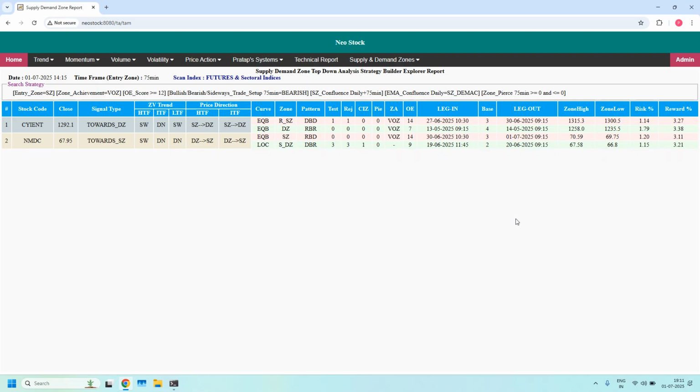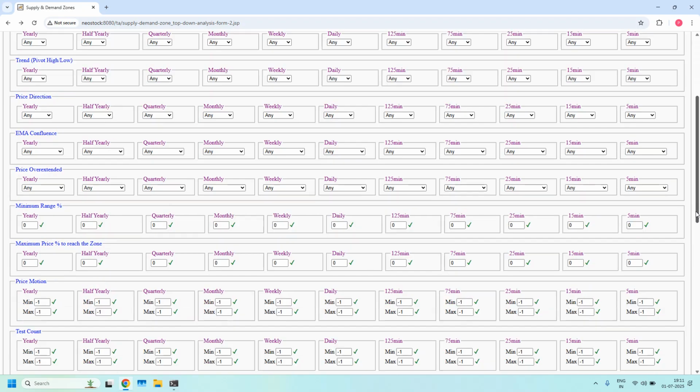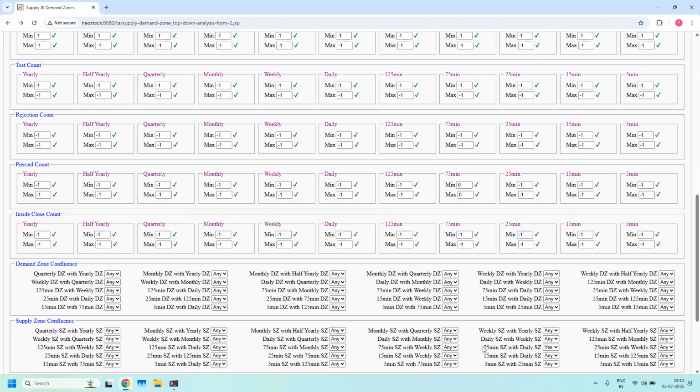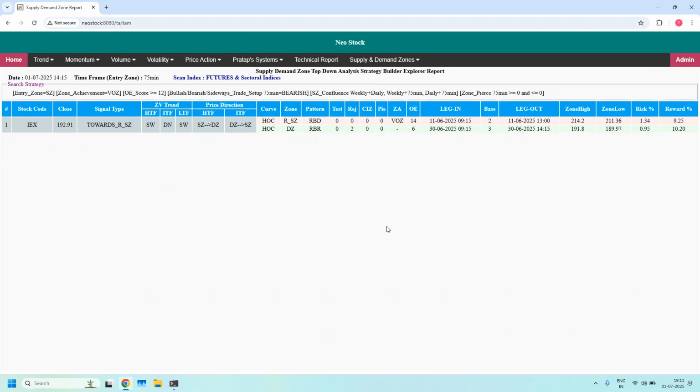Okay, next we will look into LTF, ITF and HTF supply zone confluence supported stocks. 75 minutes, daily and weekly supply zone confluence supported stocks. I am removing the EMA filter. Supply zone confluence, 3 filters we have to set. First one is already enabled, that is 75 and daily. Next 75 and weekly, daily and weekly supply zone confluence. With all the 3 filters, we got only one stock.